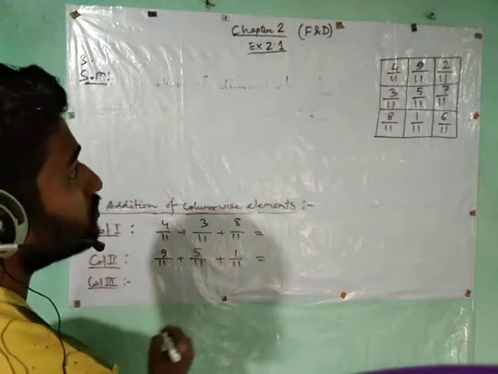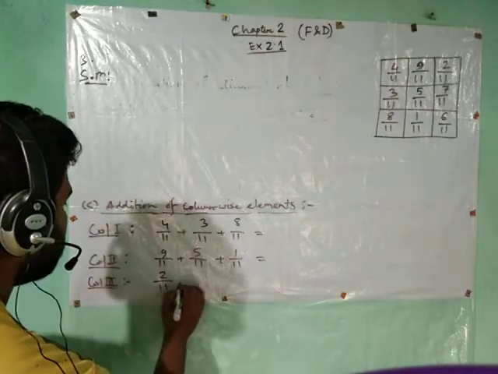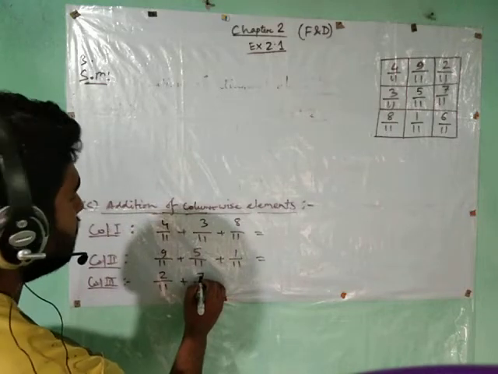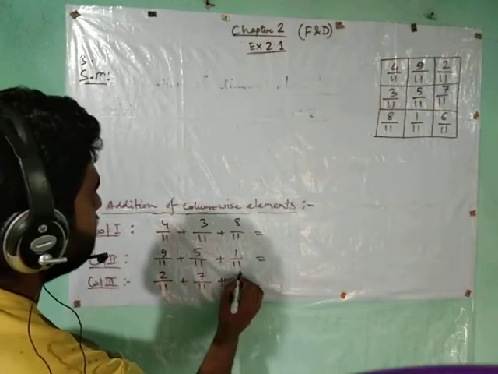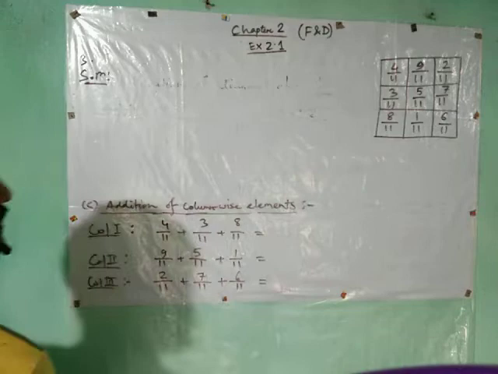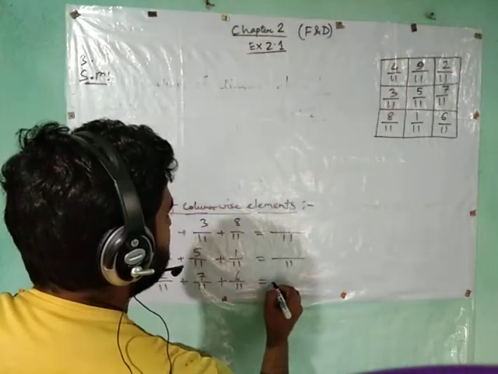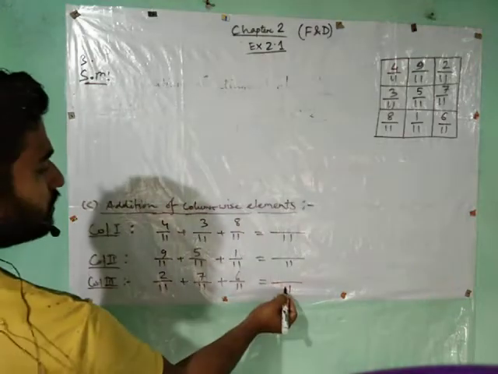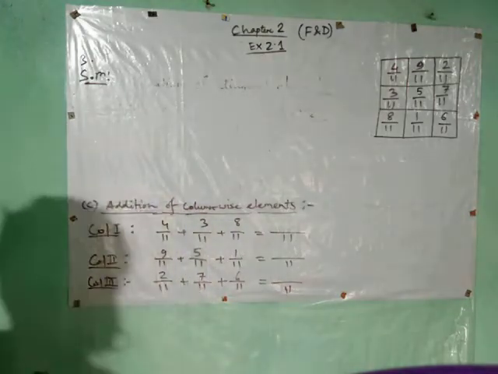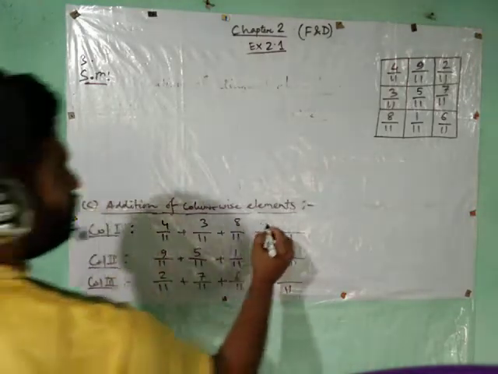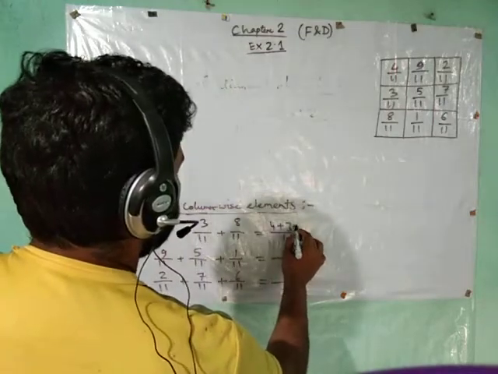Next, 2 by 11 plus 7 by 11 plus 6 by 11. Everywhere you will see that there will be 11 in the denominator for each fraction addition. Now if we add them, how much will we get? 4 plus 3 plus 8.